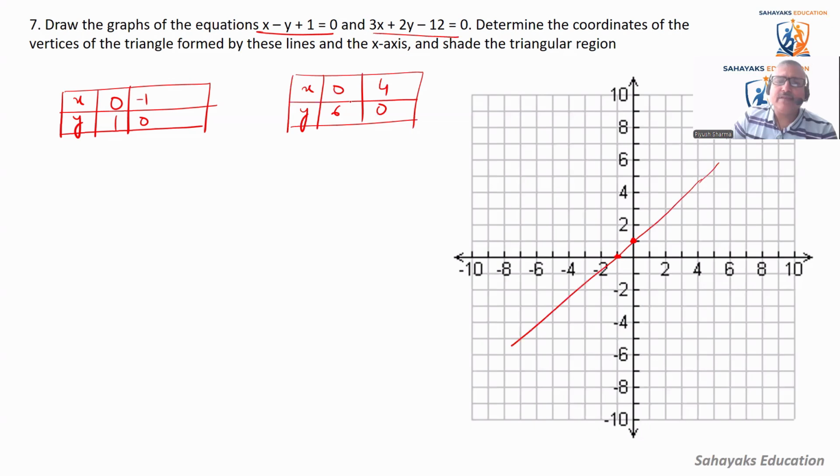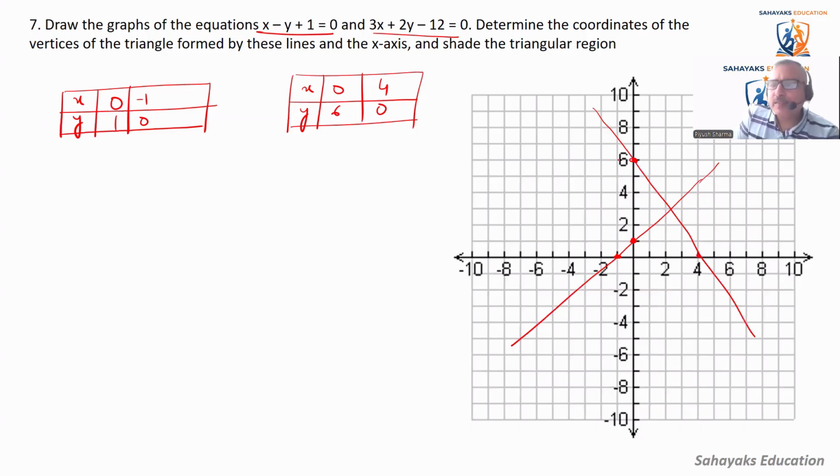Yes. And then we have (0, 6). 0 and 6, this is the point. And then we have (4, 0). 4 and 0, this is the point. So the line comes out to be like this. Okay, so these are the two lines which are created.